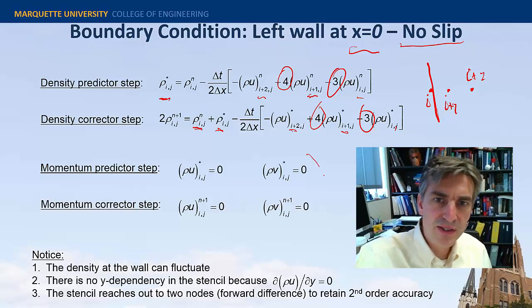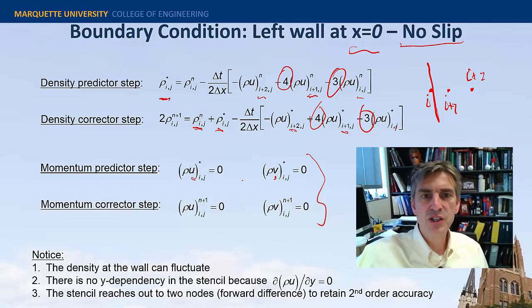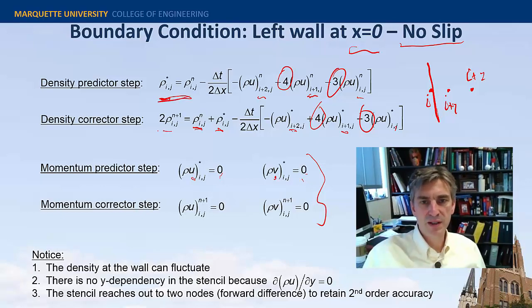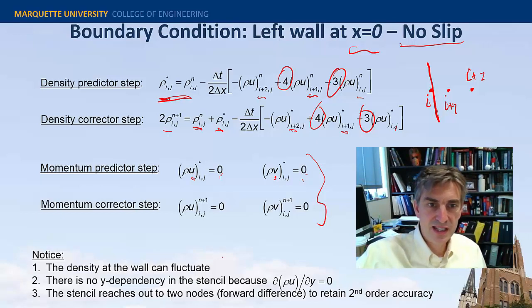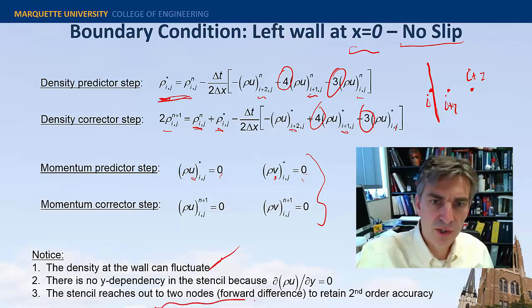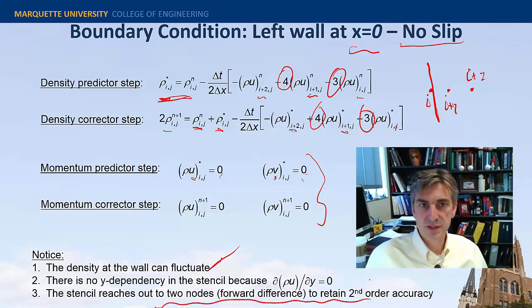The momentum is simple because u and v are 0 on the boundaries, you just force that 0 boundary condition, and you're still allowing rho to vary on the boundaries. All right, so the density at the wall can fluctuate. There's no y dependency in this stencil, that's a good point, because there is no y gradient along the wall that feeds into that node. And then the stencil reaches out 2 nodes in a forward difference to retain central difference.